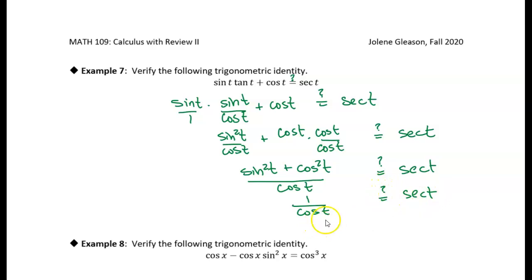Well, I know the identity that 1 over cosine is indeed secant of t. So yes, that is equal to secant of t. Boom, I'm done. And I'm going to write QED. All right, to say yes, I did it.